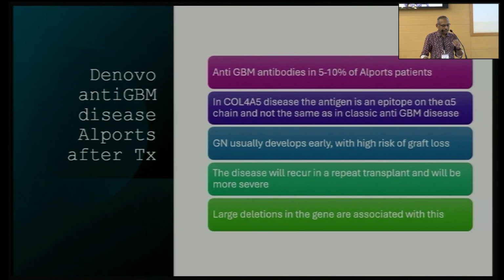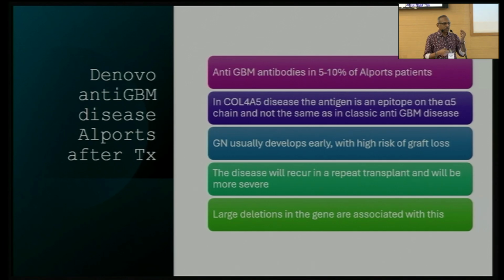So, some special clinical situations. One is de novo anti-GBM disease after the transplant in Alport syndrome. This can occur in 5 to 10% of Alport patients. Now, this is a different entity from classic anti-GBM disease, because here the antibody is against the alpha 5 NC1 domain and not against the alpha 3. Therefore, the anti-GBM antibodies will not be detected in the blood, because you have to use a different assay and that assay is not commonly available. This usually develops very early and almost always leads to graft loss. The problem is that if you do a repeat transplant, it will recur in the repeat transplant also. So you may have to try some strategies to prevent that.